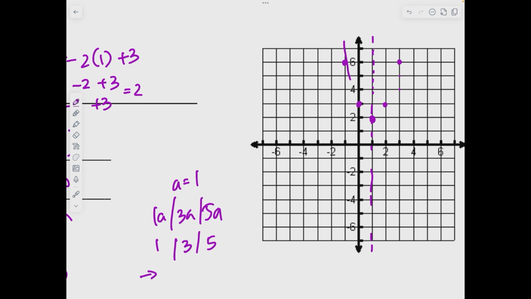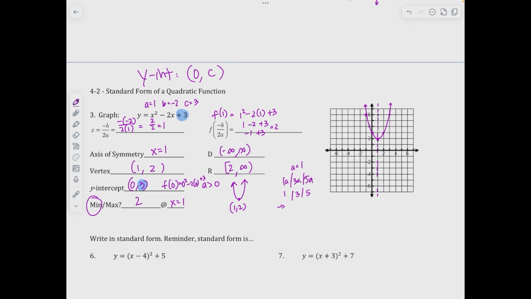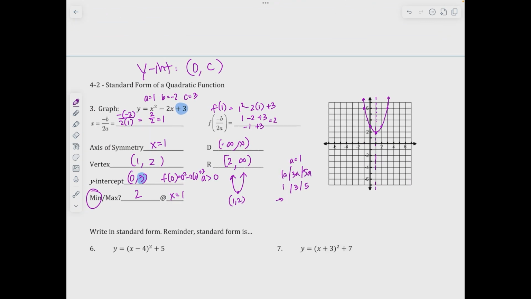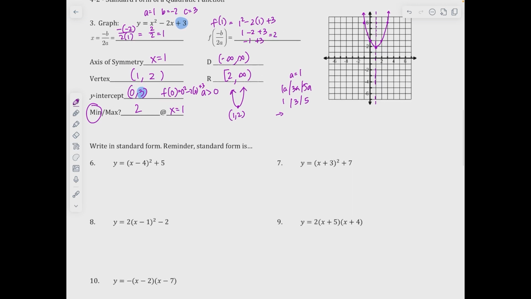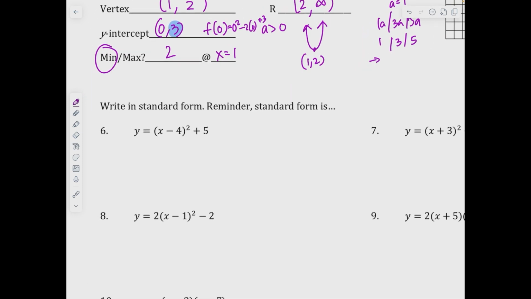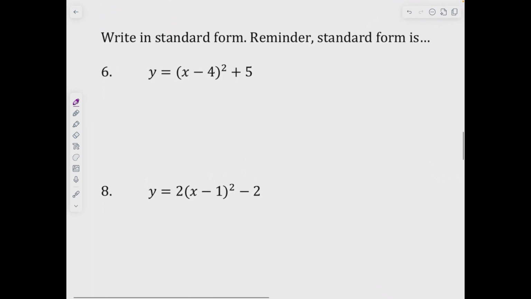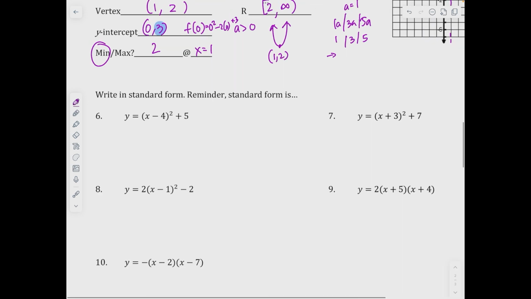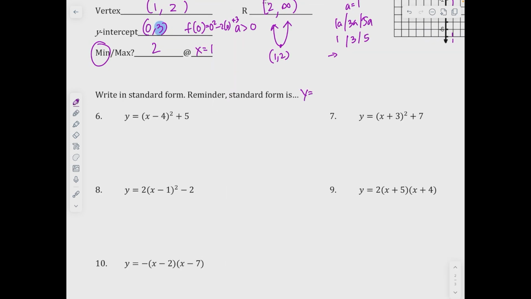Okay, and then I will just bring this down, curve it, and make my U shape like that. So there's my graph. Okay, so hopefully you guys are picking up on this pretty quickly. Okay, the next one, we're going to write in standard form. So we've practiced this in our Delta Math before. So standard form, y equals ax squared plus bx plus c.